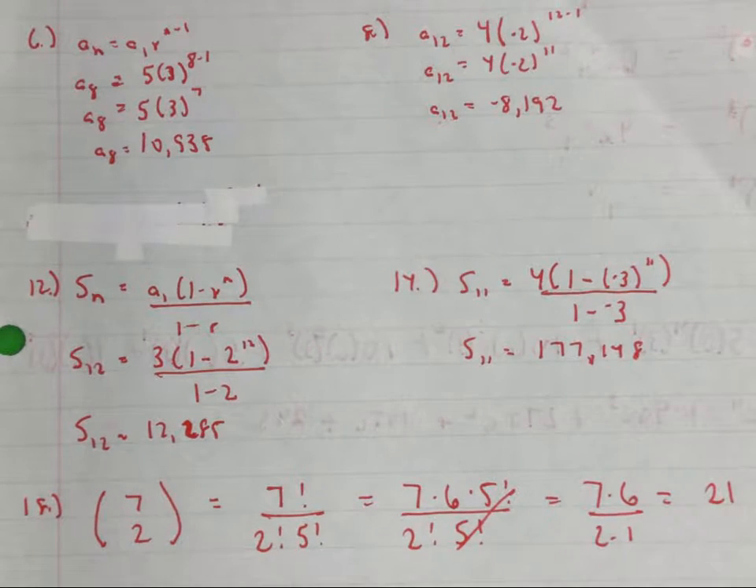Number 12, you want to find the sum of the first 12 terms. 12,285. Number 14, the sum of the first 11, I get 177,148.